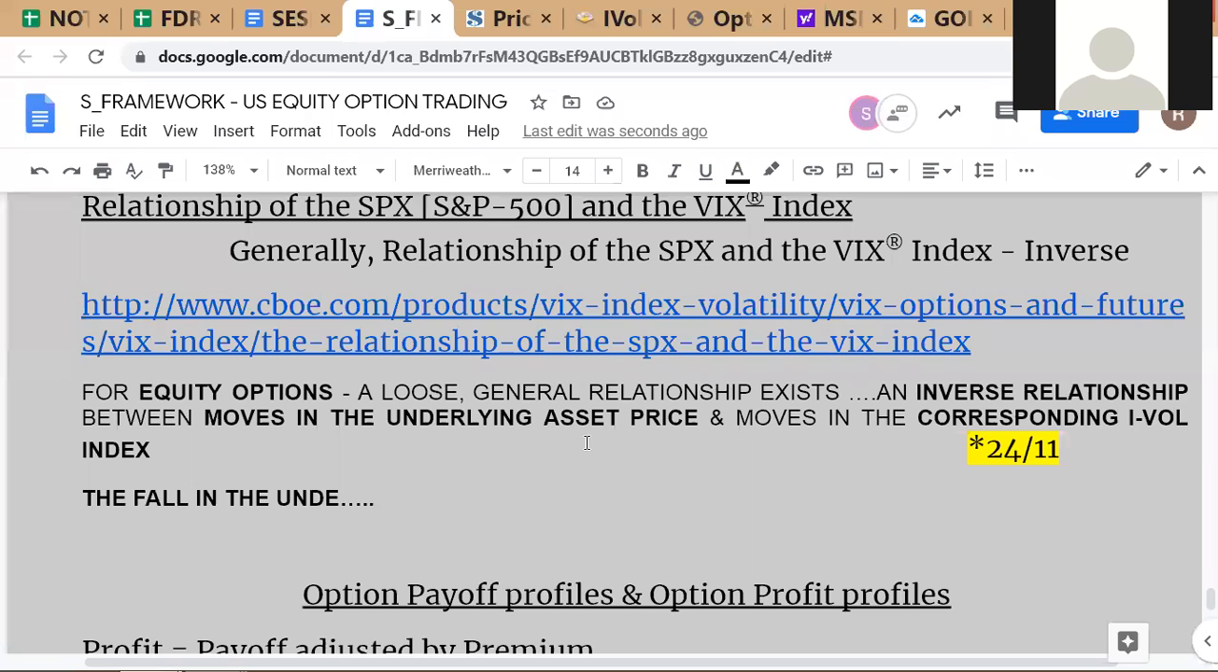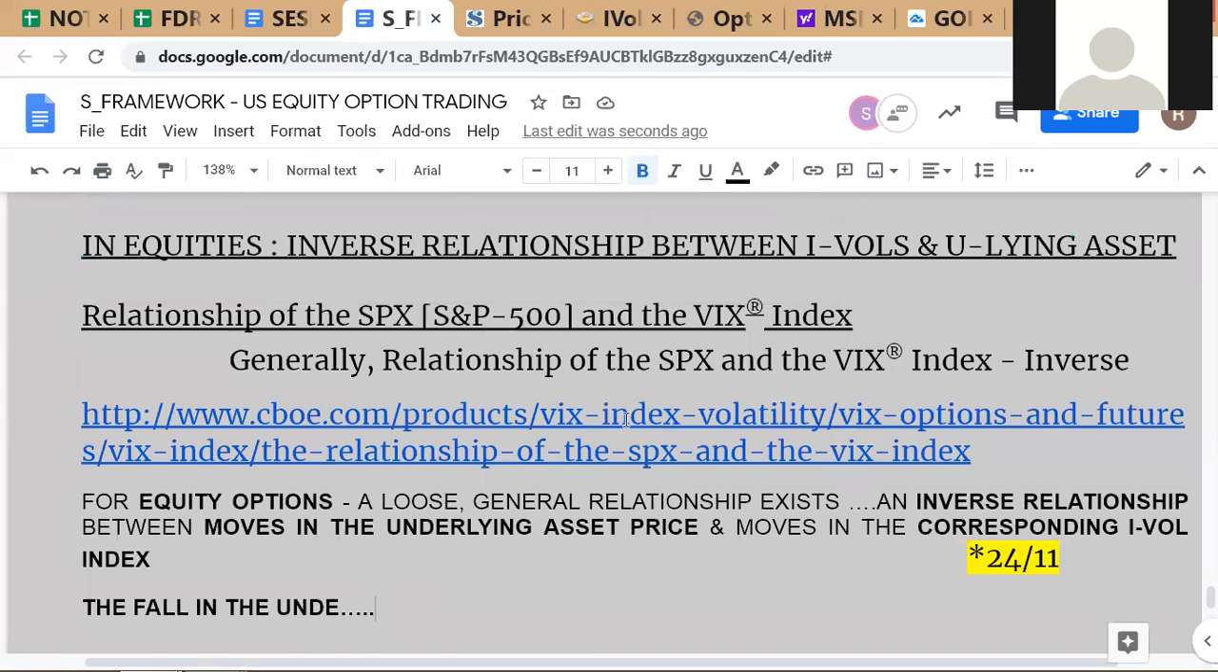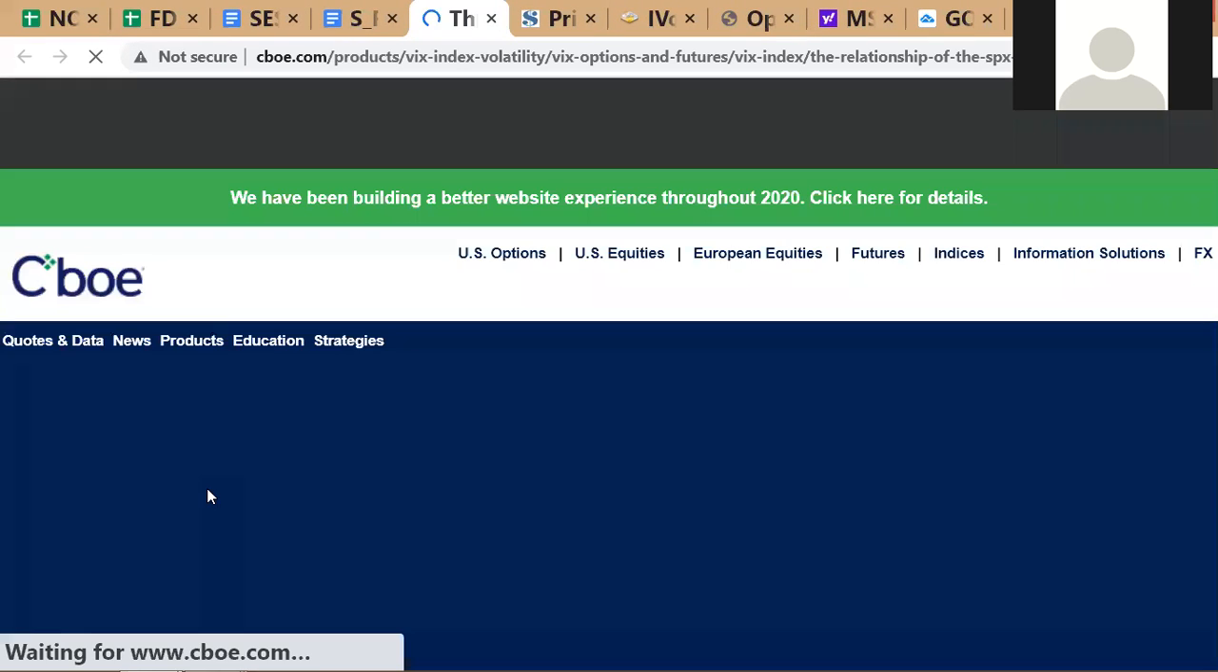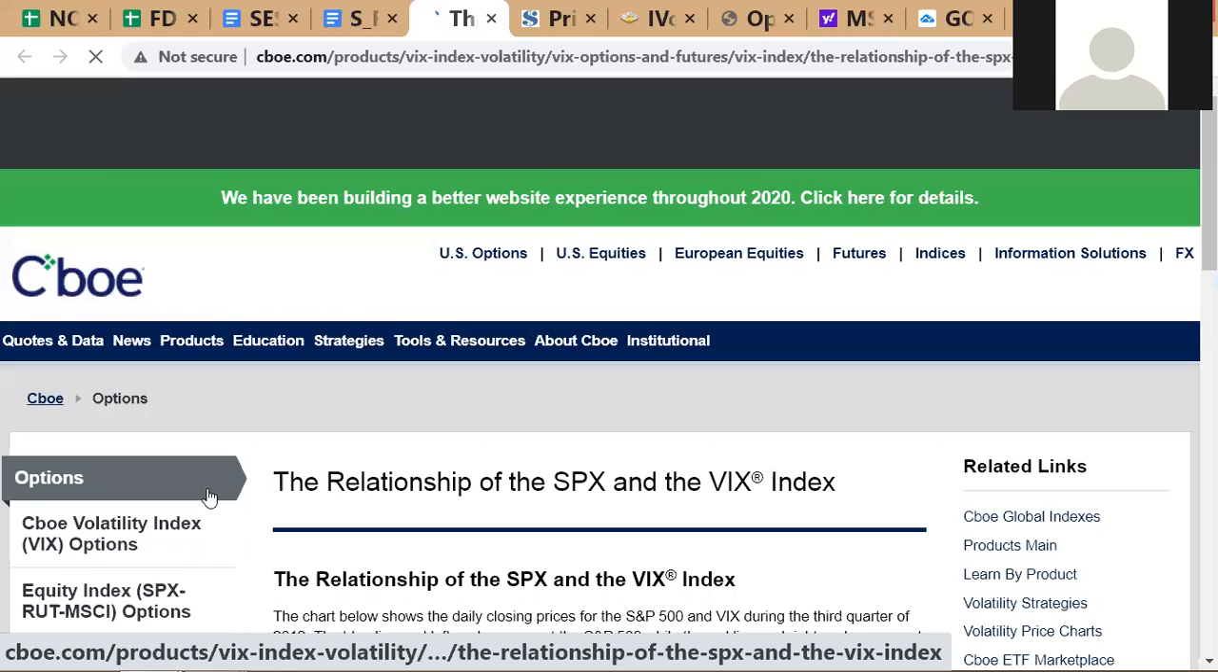So where we stopped yesterday is this part where we already explained the underlying relationship, and this you can check. I'll just click on this once and see if it works. A lot of the CBOE links. This place is called the CBOE. It's the world's biggest. I still think it's the biggest.